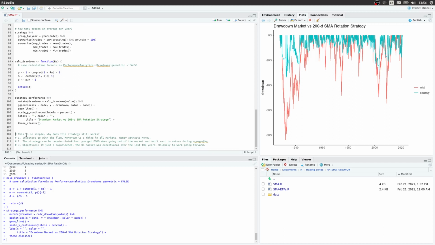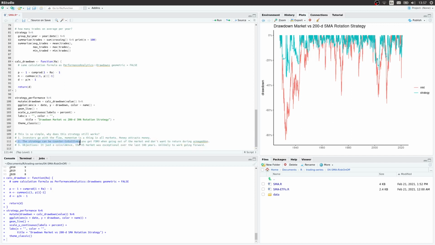So the question is really, if it's so simple, why does this strategy work? And I guess the number one reason is the momentum argument, that investors go with the flow, that momentum is a thing in all markets. We're using the Fama-French US market, but it's basically in many other markets, in commodities, in gold, in emerging markets, wherever you look, you have more or less this pattern that such a strategy works, because money attracts money.